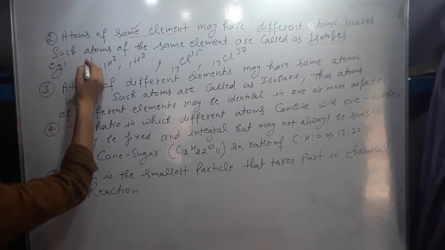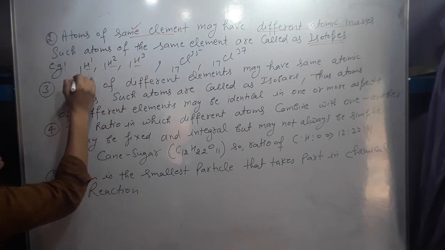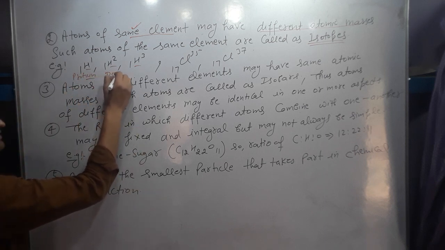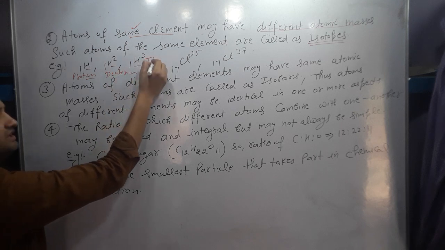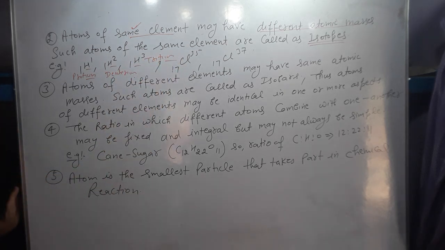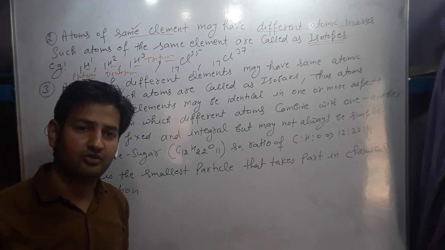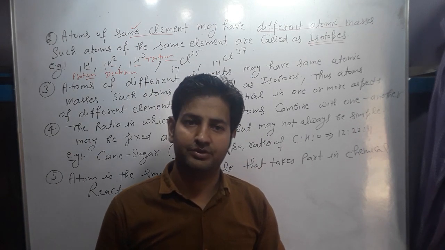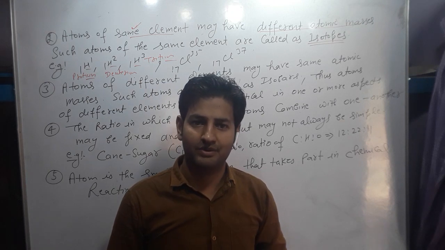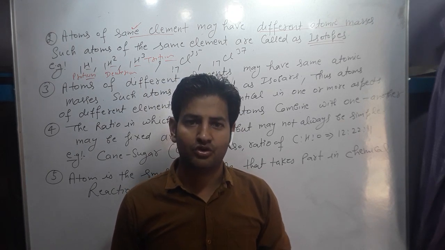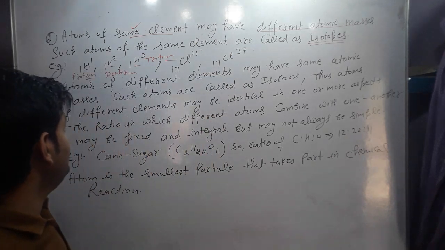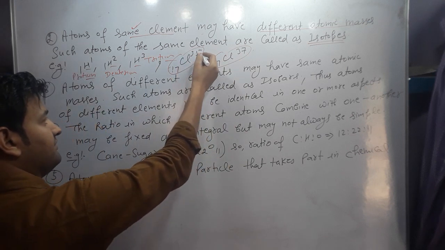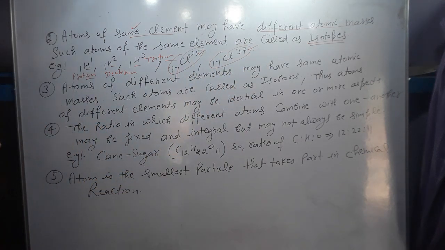Example is 1H1, 1H2, 1H3. 1H1 is called protium. 1H2 is called deuterium and 1H3 is called tritium. These are the names of the isotopes of hydrogen. Hydrogen has three isotopes: 1H1, 1H2, 1H3. In these three isotopes, atomic number is 1, but mass is different: 1, 2, and 3. Protium, deuterium, and tritium. Next is the case of chlorine. Chlorine also has two isotopes: chlorine 17 with mass 35, and mass 37.